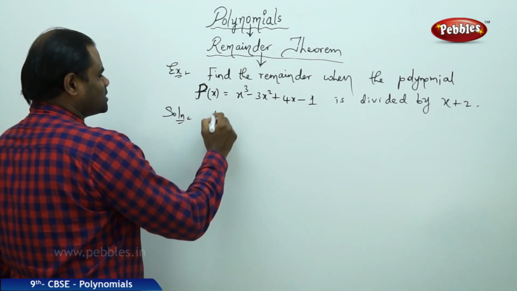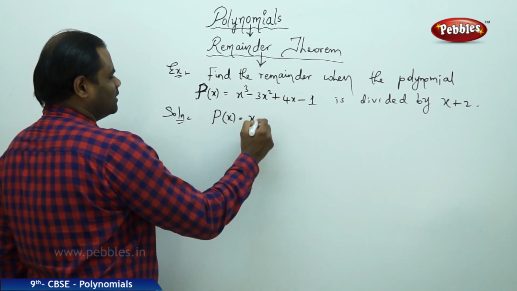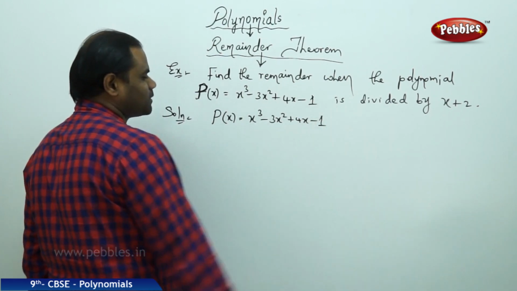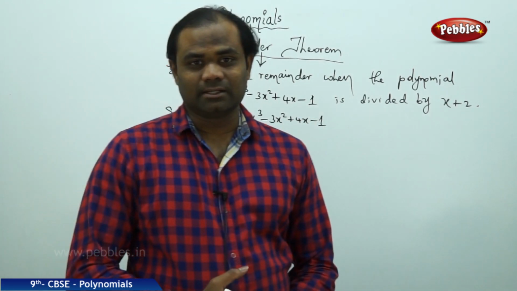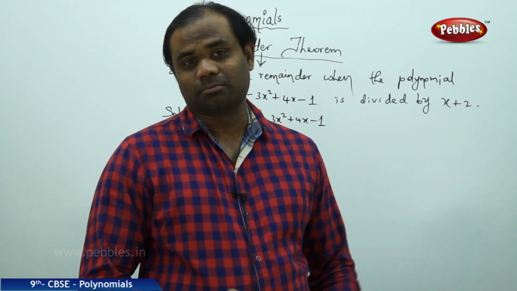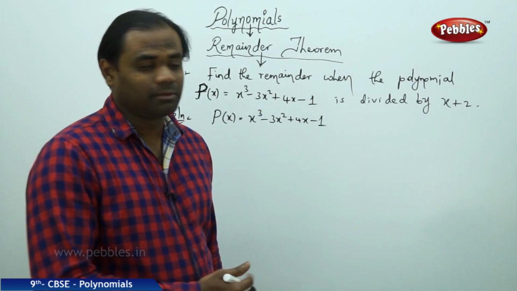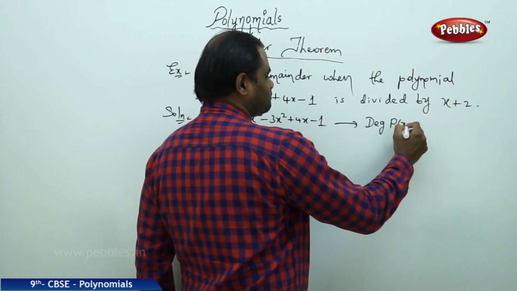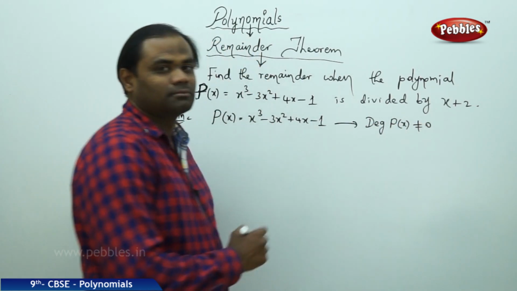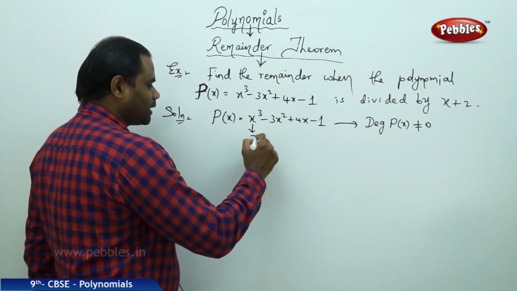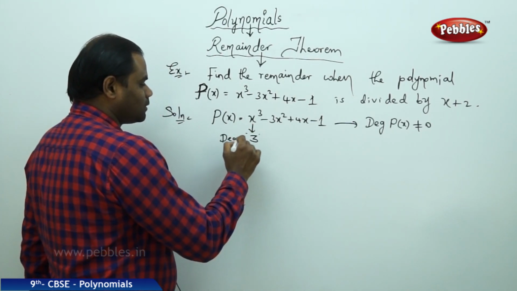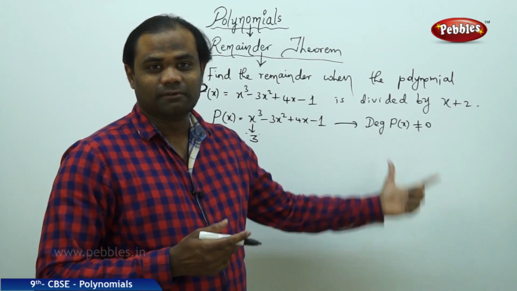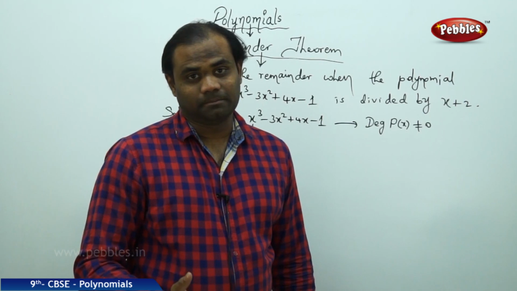As the polynomial is given to be p of x is x cubed minus 3x squared plus 4x minus 1, the first thing I identify is that this polynomial is not a constant polynomial. The first condition for the remainder theorem is that the degree of p of x should not be equal to 0. And clearly the degree of p of x is 3, and hence 3 is non-zero. Therefore, it satisfies the first condition of the remainder theorem.